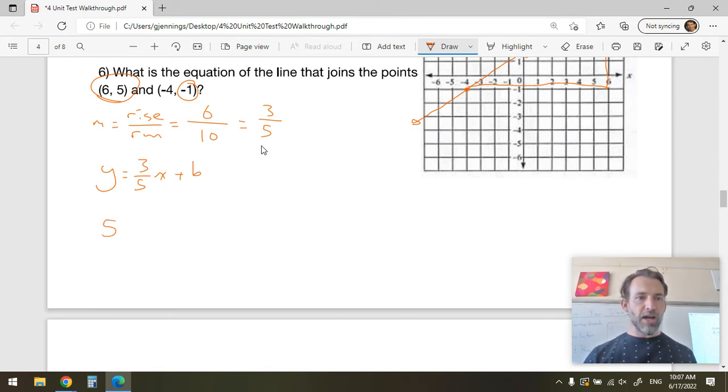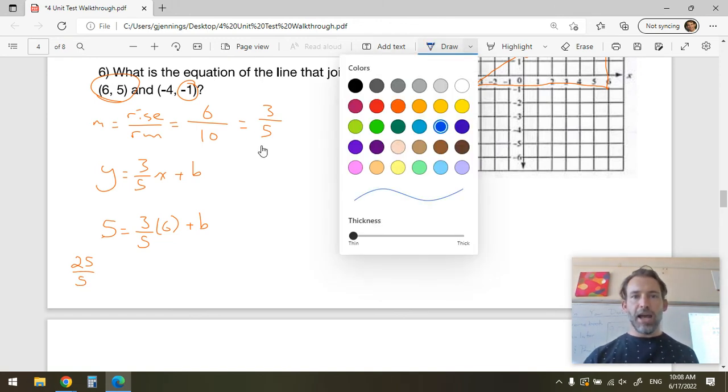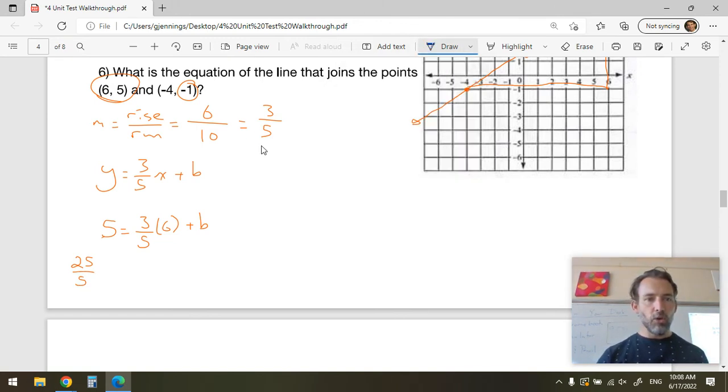When y is 5, x is 6. So 3 over 5 multiplied by 6 plus some value b. So this is 18 over 5. And I'm going to make 5 into 25 over 5. I'm going to create a common denominator here. 25 over 5. I am going to subtract 18 over 5 from both sides. Where did that number come from, Mr. Jennings? 3 times 6 is 18.